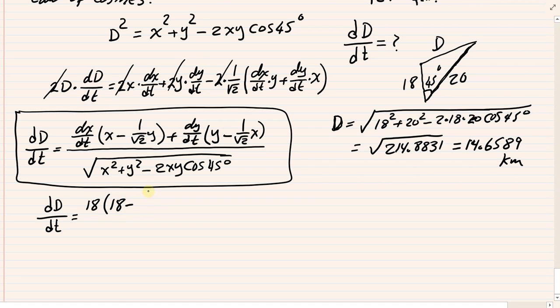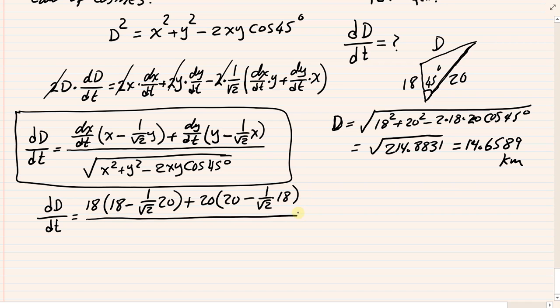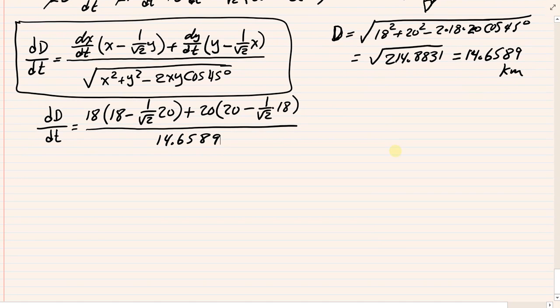Okay, and then I have 1 over root 2. y is going to be 20 kilometers. dy/dt happens to be 20 kilometers per hour. 20 kilometers away in 1 hour, minus 1 over root 2. Ship A is 18 kilometers away from the port, divided by, and I did d here, right? So let me just use that so I don't have to rewrite the whole thing. 6589. All right.